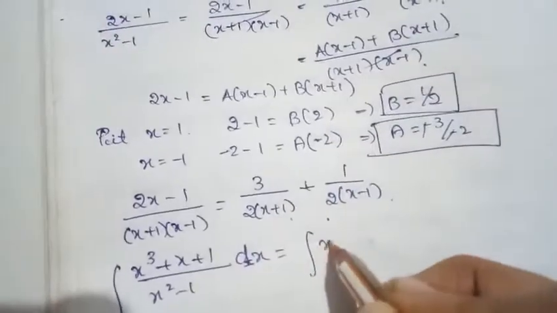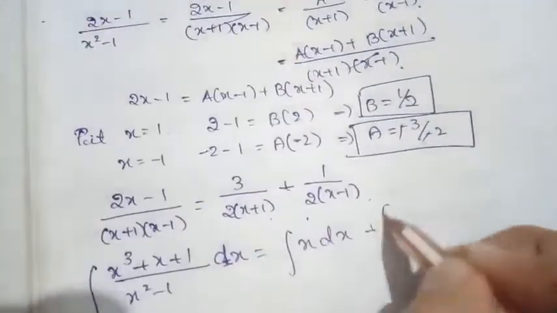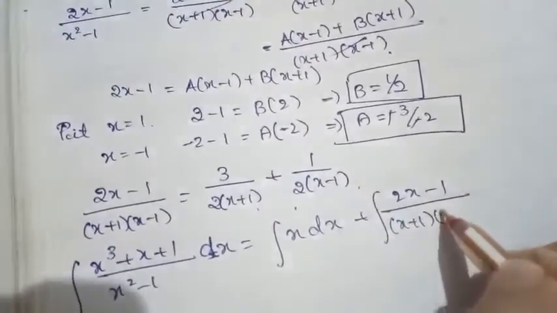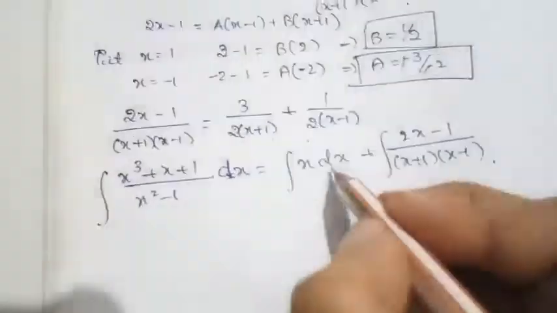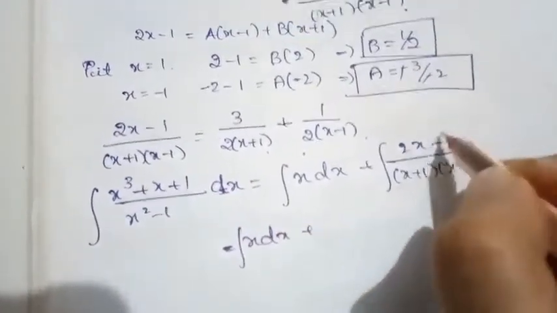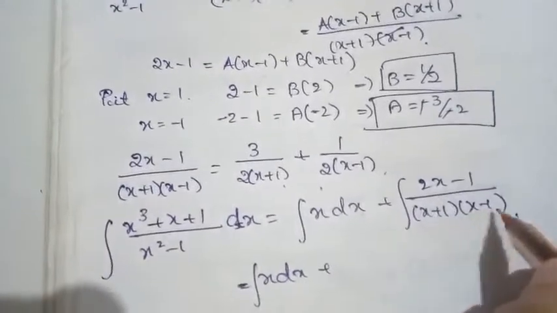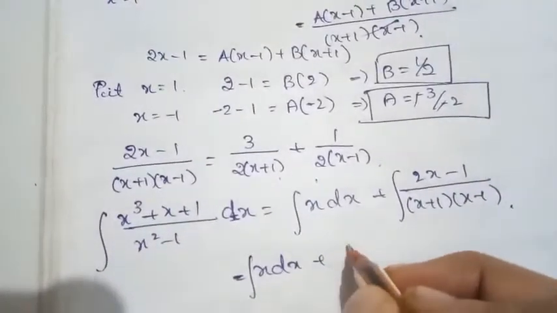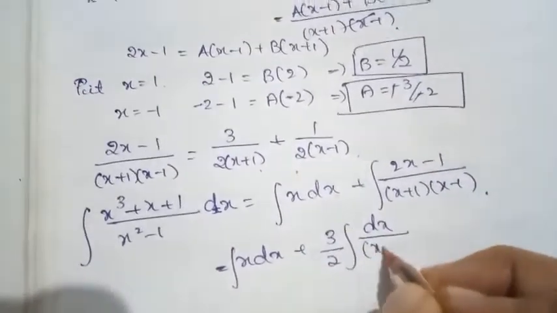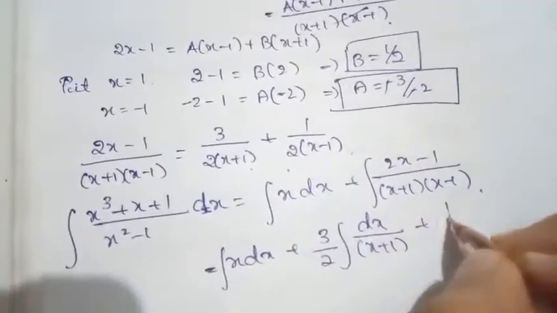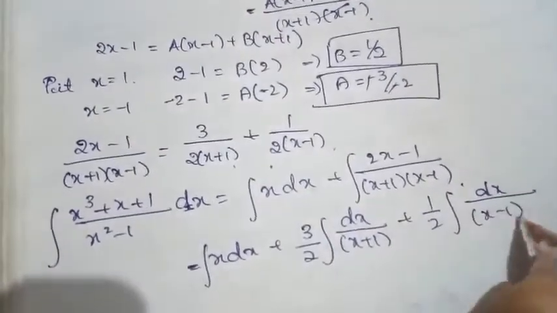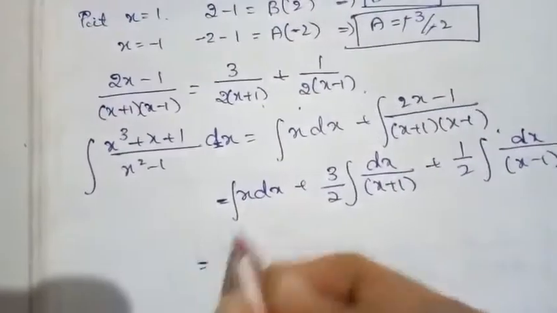So this is equal to integration of x dx plus integration of (2x minus 1) divided by (x plus 1)(x minus 1). Now this value I am keeping as it is, and we got (2x minus 1) divided by (x plus 1)(x minus 1) as equal to what? 3 by 2 integration of 1 by (x plus 1) dx plus 1 by 2 integration of dx divided by (x minus 1). So now we are getting the value of this integral.